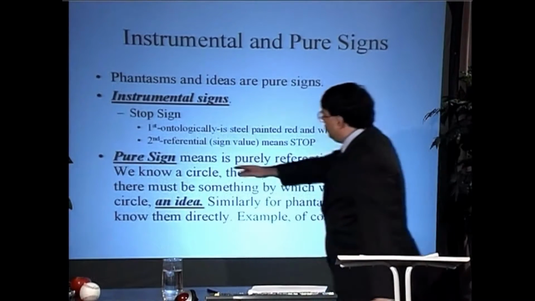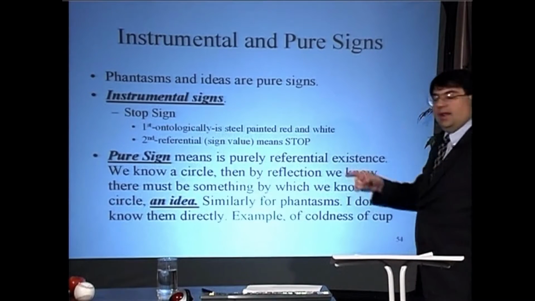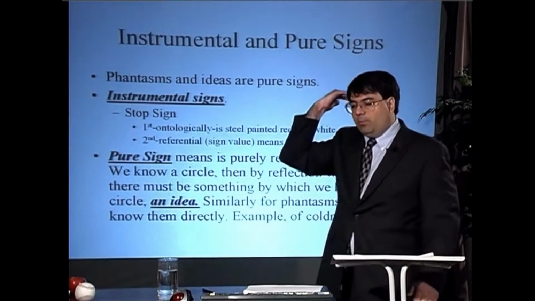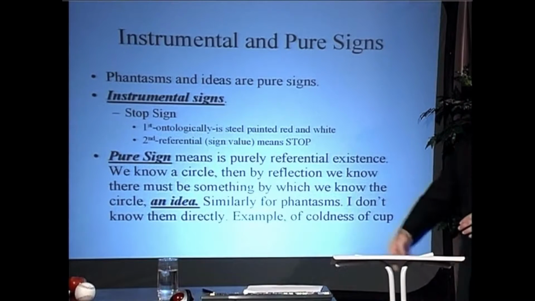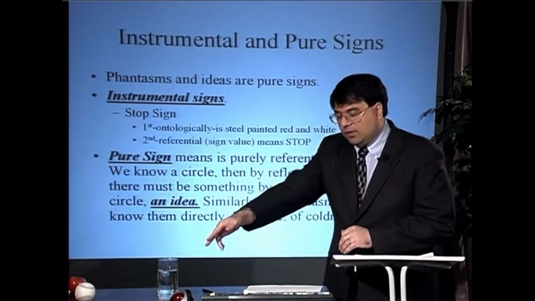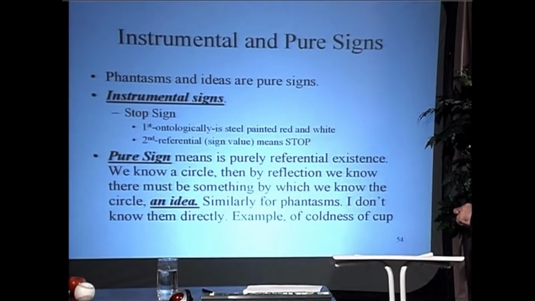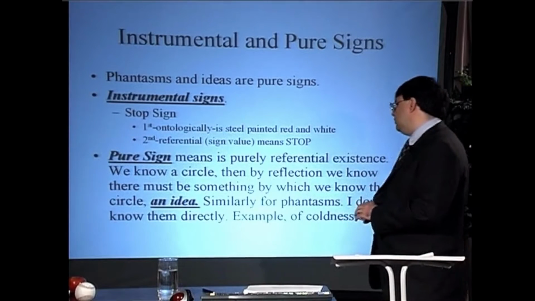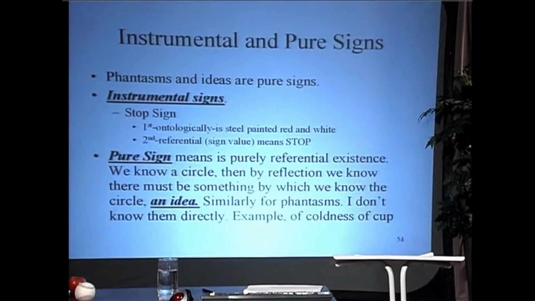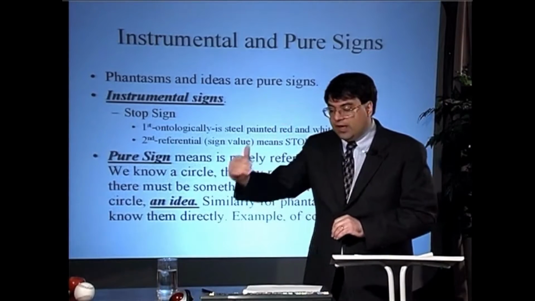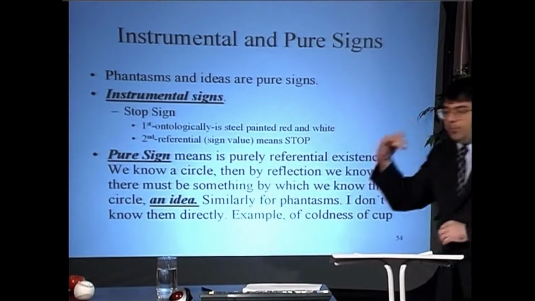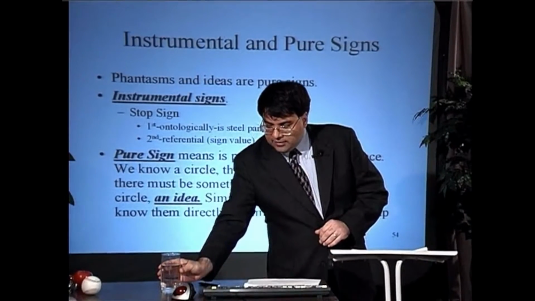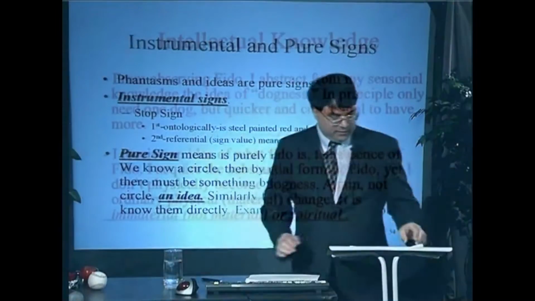Unlike this, a pure sign is purely referential. It has a pure referential existence. Its whole point is to take you to something else. You only know it exists by thinking back and saying, there must be something by which I know that thing, because I do know that thing. Similarly for phantasms. The same thing applies for both the general object, which brings you in contact with general things, called ideas, and the particular object, where the phantasm brings you in contact with this particular glass.